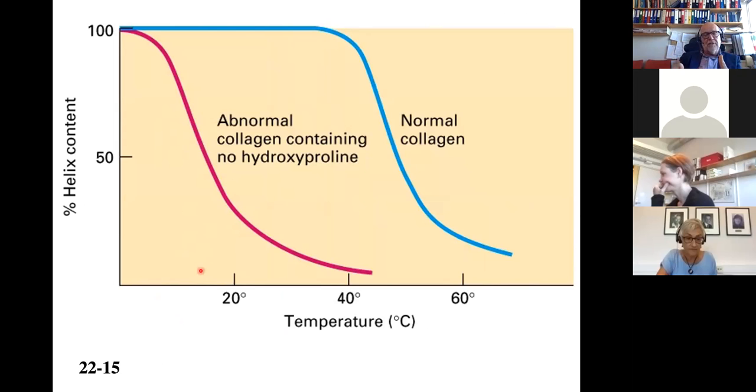So in practice, if you have this mutation in a cell, the collagen would never be secreted. It would never form a stable triple helix inside the cell at 37 degrees, right?